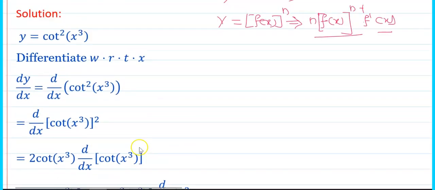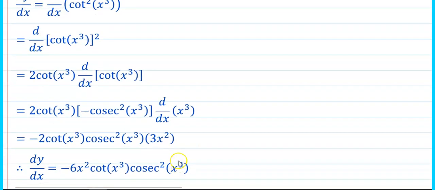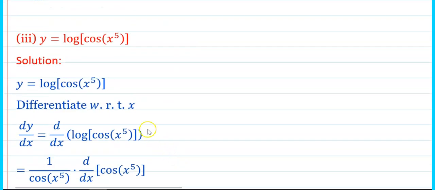Once again you can see, first we take the derivative of the power. That is 2 times cot of x cube into d/dx of cot of x cube. Is it just cot x? No, it is cot of x cube. Therefore, we differentiate this. Cot of x cube, it is minus cosec square x cube into d/dx of again this x cube, which is 3x square, in this way. Next step, in these examples the power is more. Okay. Now the next example.